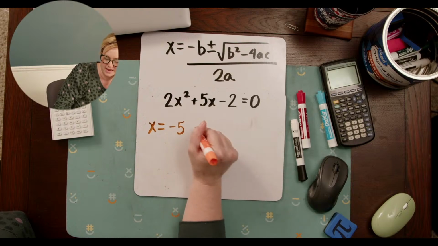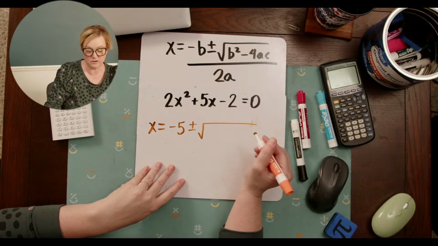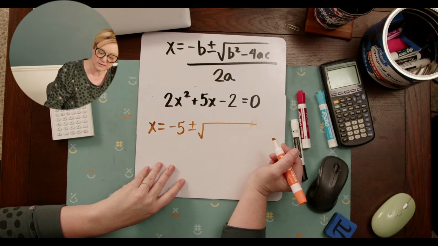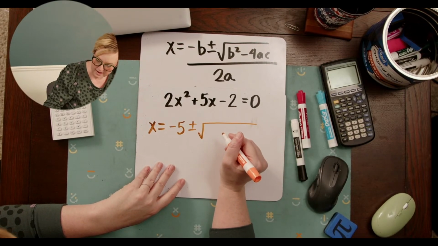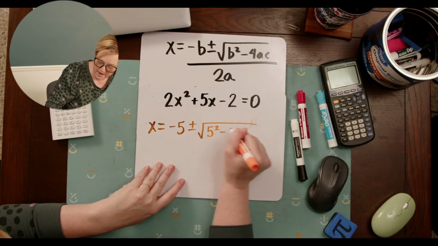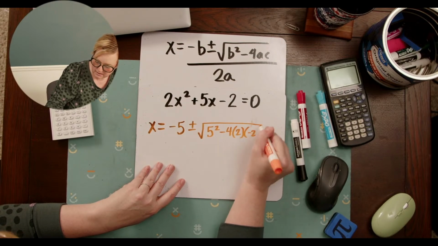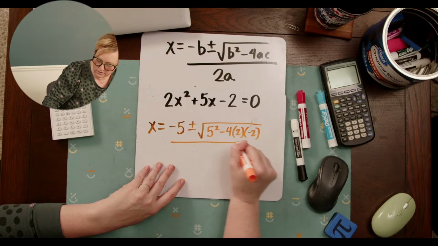Negative b plus or minus, I can't sing it and write the numbers. X equals negative b plus or minus the square root of b squared minus 4ac all over 2a. X equals negative b plus or minus the square root of b squared minus 4 times a times c all over 2a.